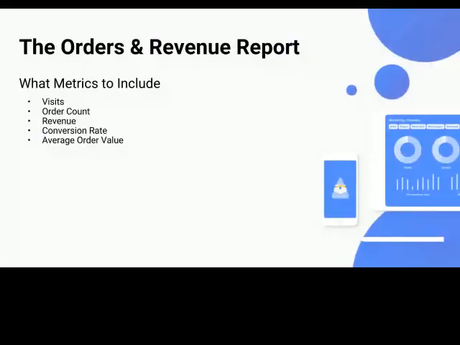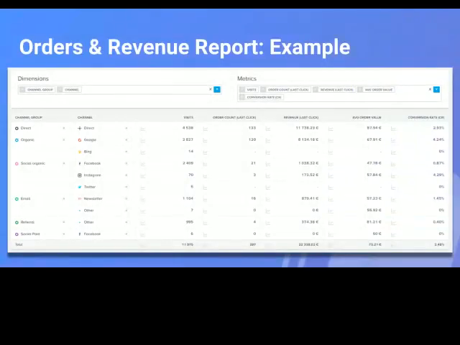So what kind of metrics are we going to include in an orders and revenue report? We're going to keep visits in there. It'll give us perspective. It'll keep things in the same sort of mind frame. We want to look at order count. We want to see how many orders are coming from each channel. We definitely want to look at your revenue, because at the end of the day, that's what matters. We want to look at your conversion rate, and we also want to take a look at average order value, which is how much your customers spend on average, because we definitely want to see which channels are providing the highest paying customers. So here's an orders and revenue report.